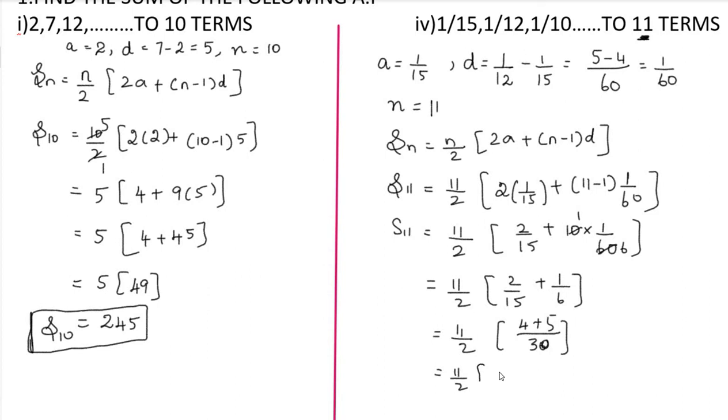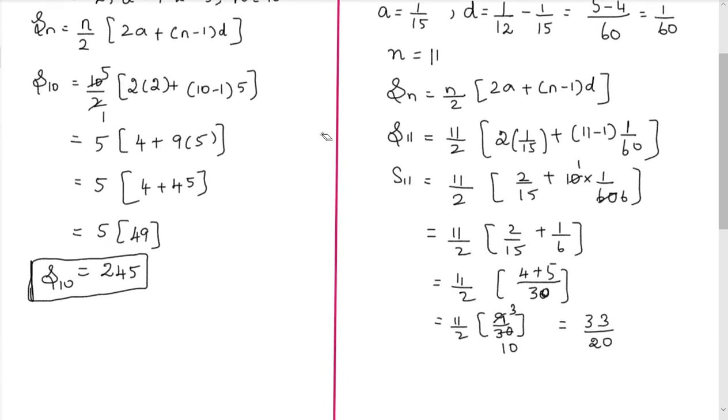Yeah, what will we get? 11 by 2 into 9 by 30. Okay, so cancel. Can you cancel? Yeah, we can cancel with the 3 table. 3 3s are 9, 3 10s are 30. So what are we getting? 11 3s are 33, 2 10s are 20. So we have that S11 is equal to 33 by 20.